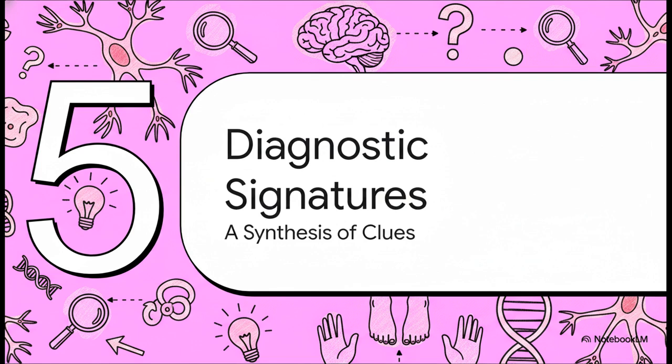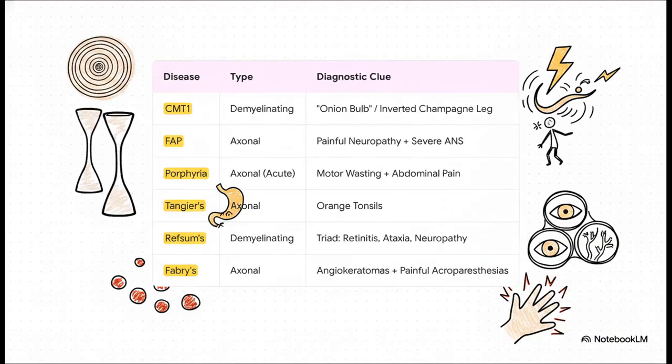So let's bring it all home. Let's boil everything we've talked about down to a simple, high-yield summary. The key diagnostic clues you can't forget. This chart really says it all. Let's run through it. For CMT1, our demyelinating example, you're thinking onion bulbs and inverted champagne leg. Easy. For FAP, which is axonal, the one-liner is painful neuropathy plus severe autonomic problems.